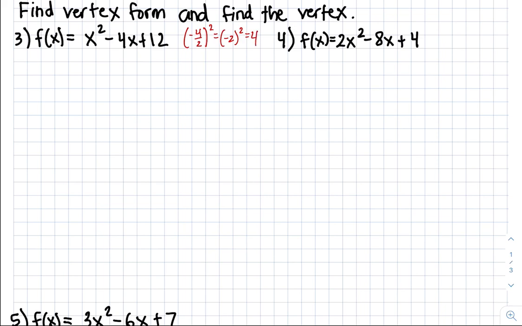So I'll write this out: f of x is equal to x squared minus 4x. Now remember, once we do this, right, you add the 4 and subtract the 4. Because then we can factor this to find our perfect square trinomial, and we can combine those two.